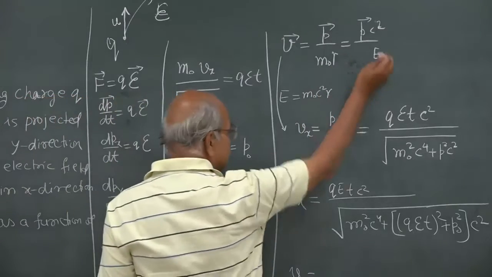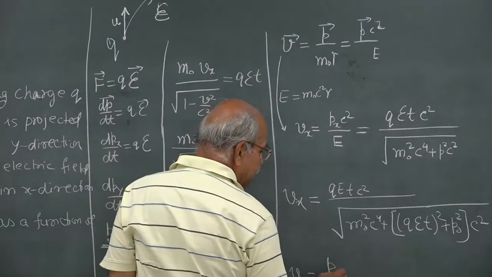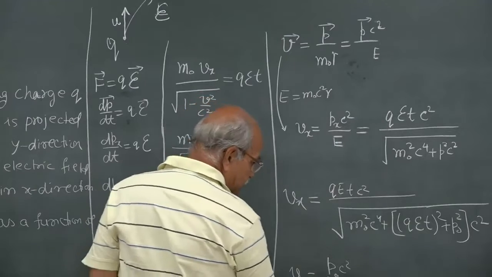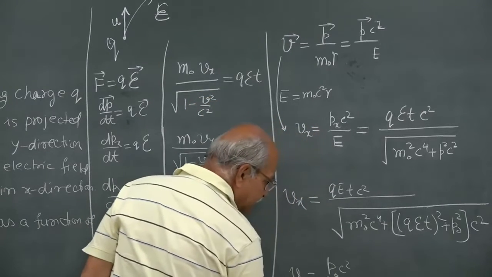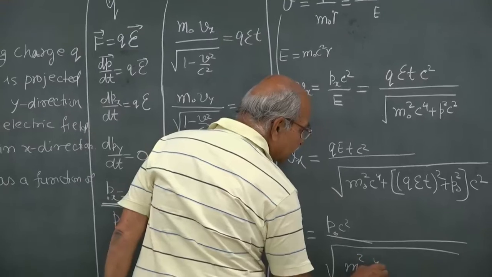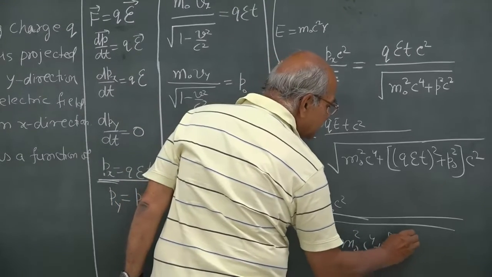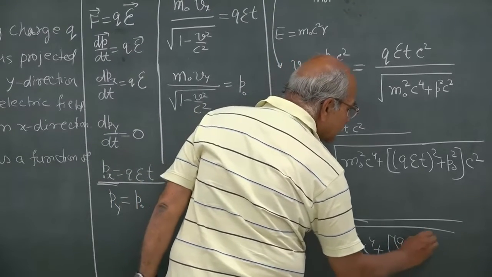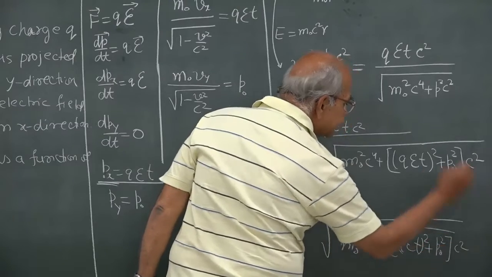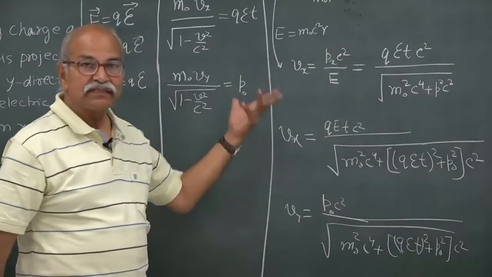Similarly, Vy will be equal to Py, and Py is P naught. So, it is P naught c square by the same total energy, so the same denominator, m naught square c4 plus Qet square plus p naught square and c square. So, that is it.